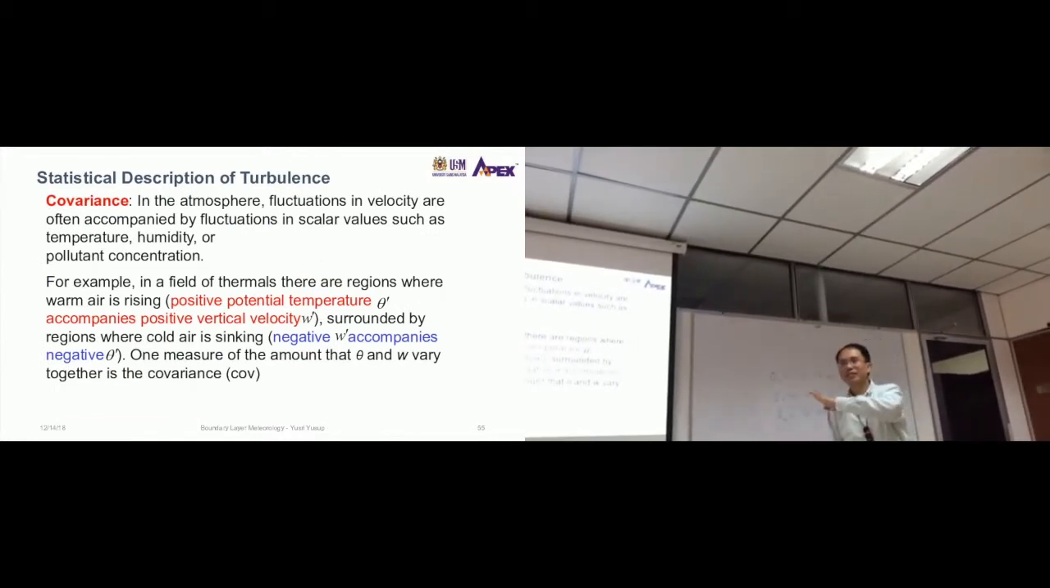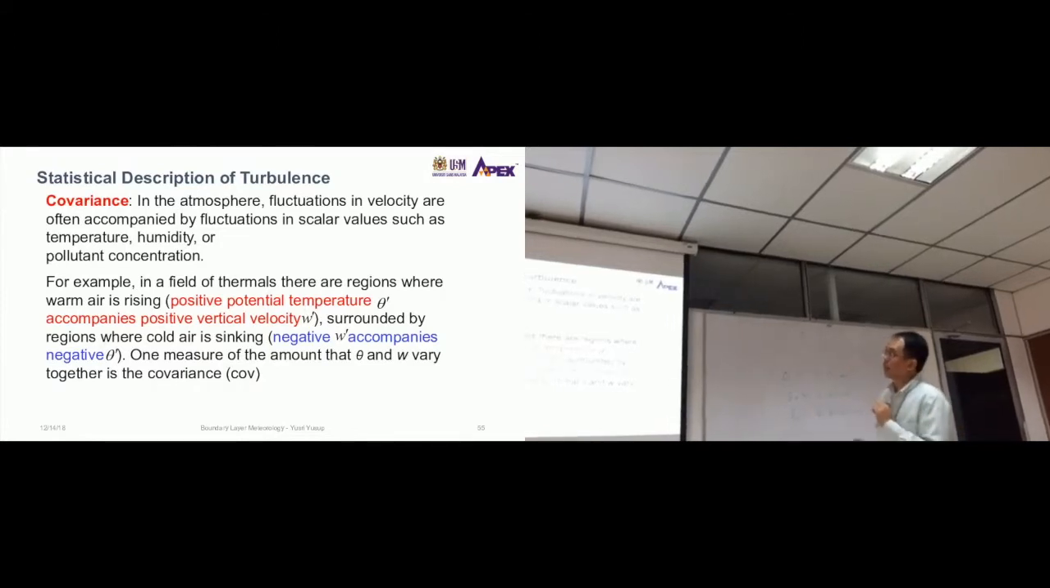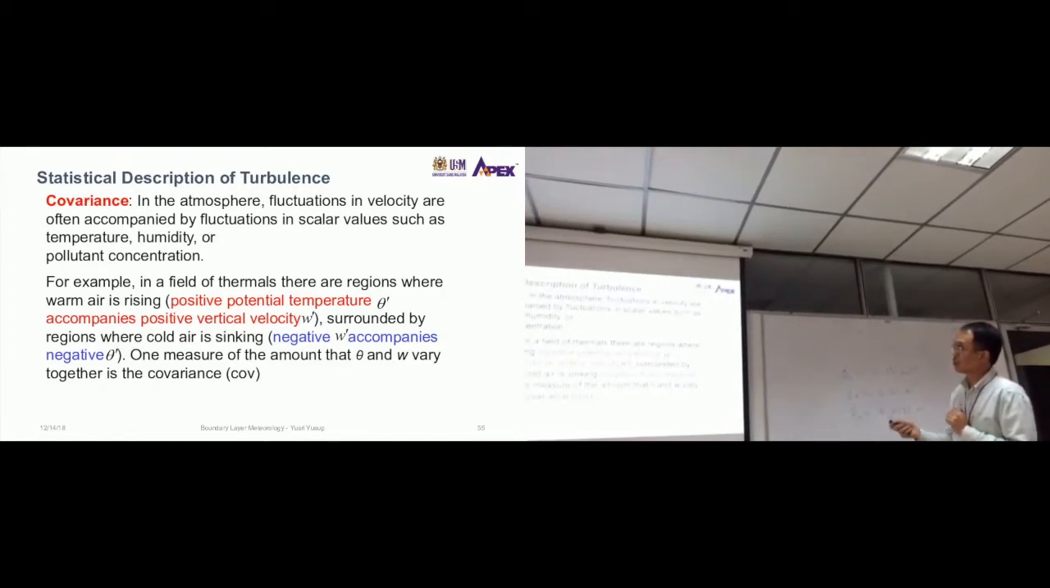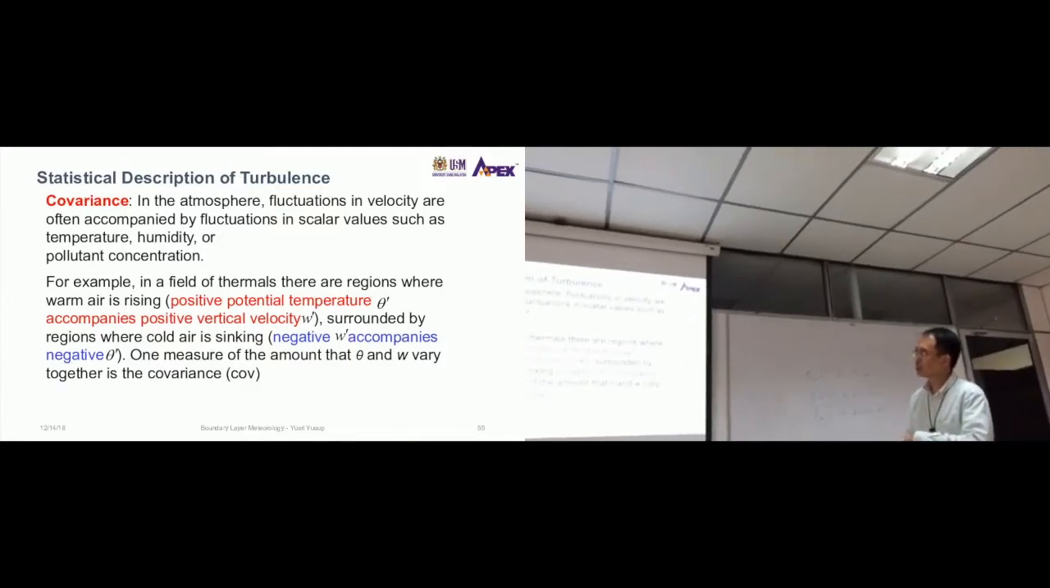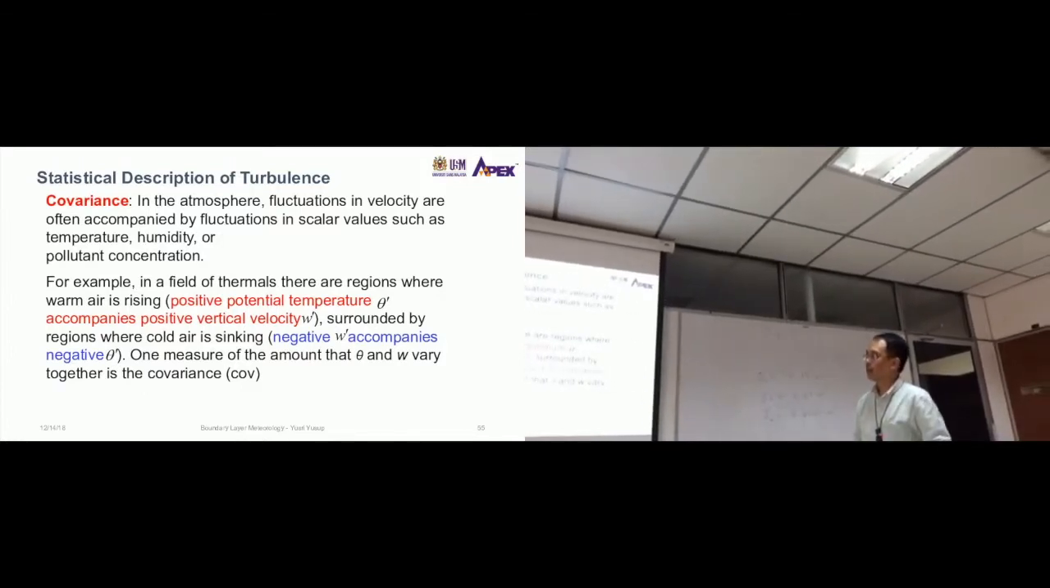Now covariance is actually flux. Okay? But we haven't connected the two yet. So covariance: in the atmosphere, fluctuations in velocity are often accompanied by fluctuations in scalar values such as temperature, humidity, concentration. For example, in a field of thermals, there are regions where warm air is rising, positive potential temperature theta prime accompanies positive vertical velocity w prime, surrounded by regions where cold air is sinking, negative w prime accompanies negative theta prime. One measure of the amount that theta and w vary together is covariance.